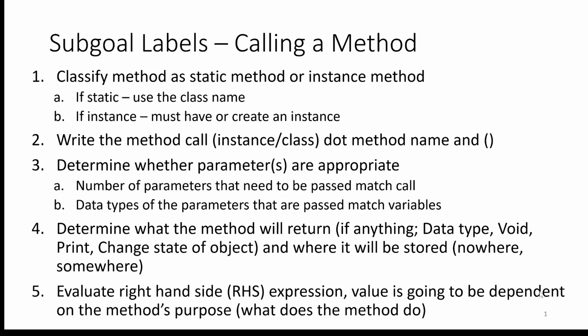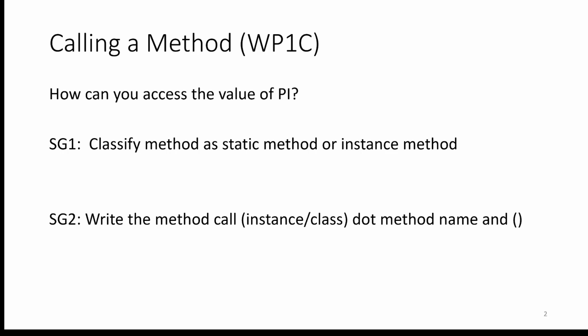This is worked examples for calling a method using subgoal labels in Java. These are the subgoal labels that we use when calling a method. In this video, we will actually go through two different examples. The first worked example is how do you access the value of pi?